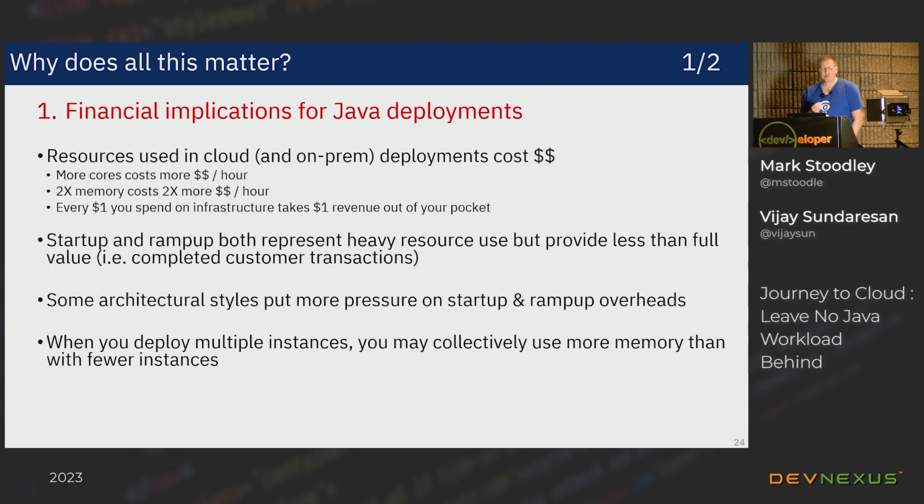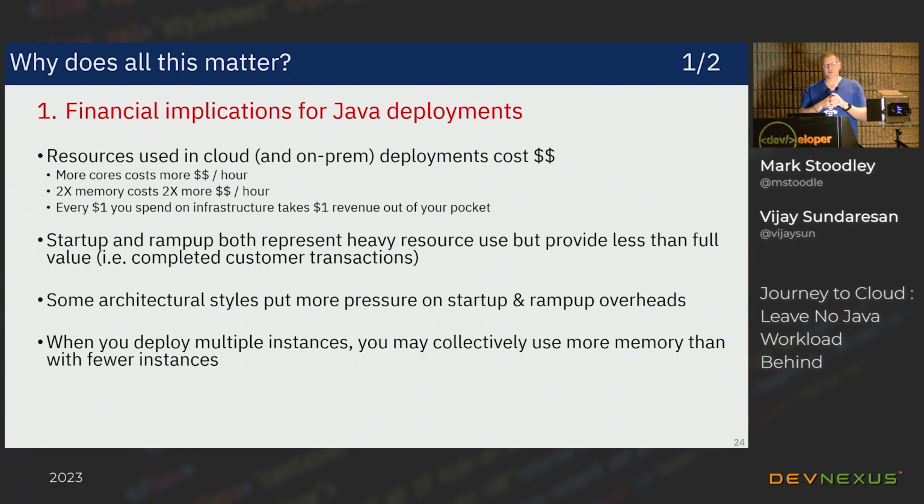Now, startup and ramp up, as I showed on the previous slides, both represent very heavy resource usage, but provide less than full value. So they're not great from a business efficiency standpoint in terms of how many customer transactions you are handling. And some of the architectural styles, as I pointed out, put more pressure on those overheads. So they become less efficient if you aren't focusing on how to improve those aspects of a Java workload's execution.